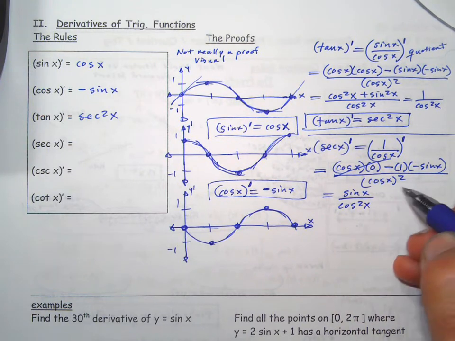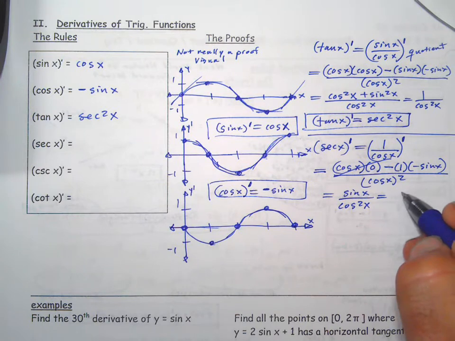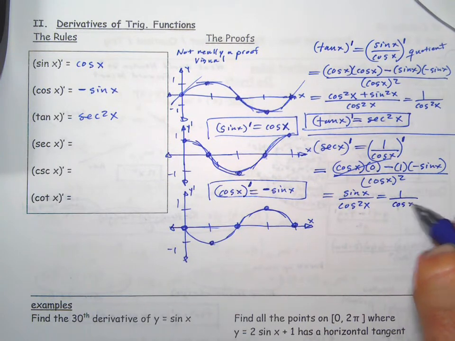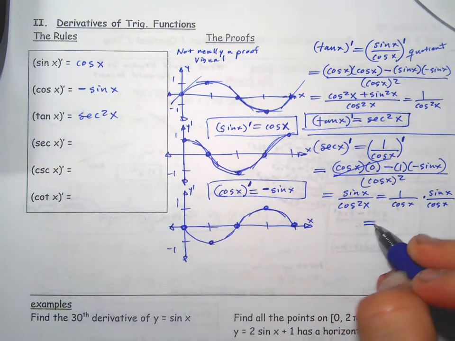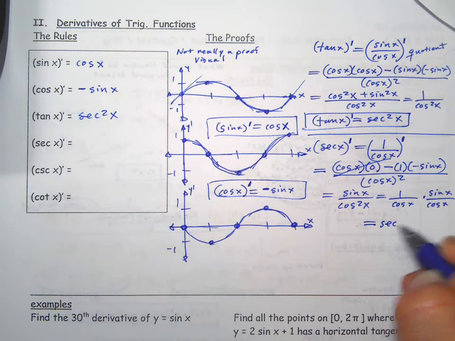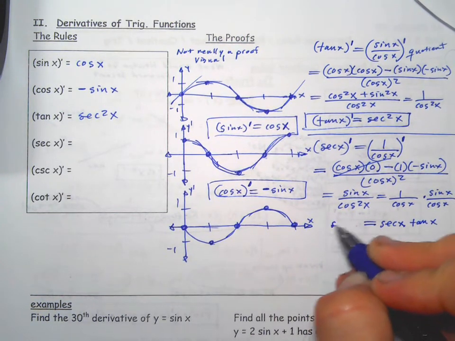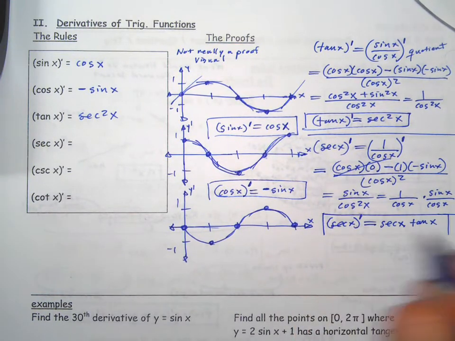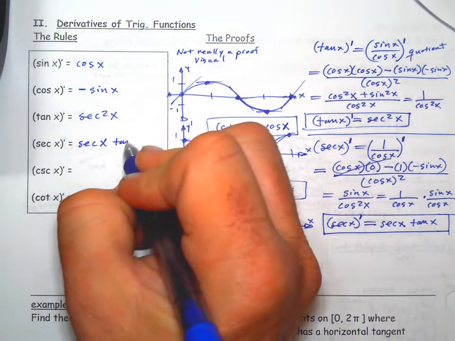Now, maybe we could write this in a little more friendly version. What if we did 1 over cosine times sine over cosine? That's the same thing, right? And then what is 1 over cosine? Well, that's secant. What's sine over cosine? Tangent. The derivative of secant is secant tan. Derivative of secant is secant tan.